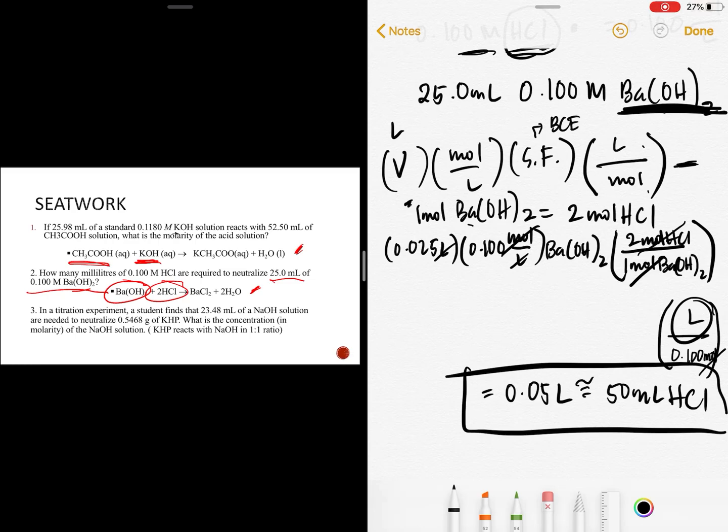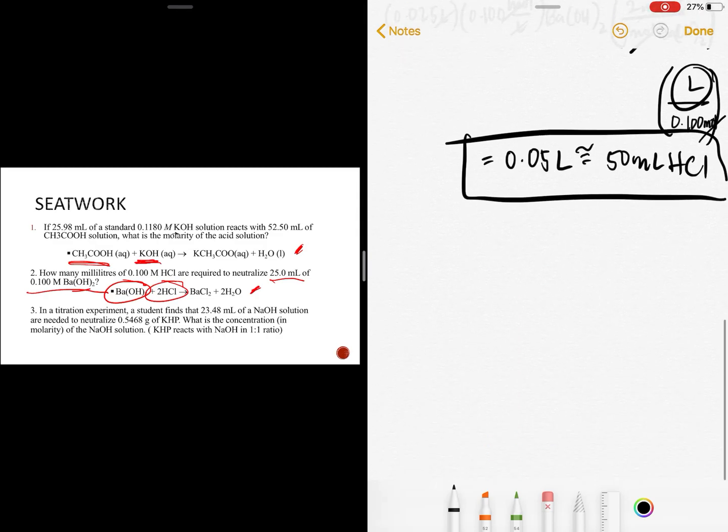Check ko lang yung pag-input ko, no? Nagkamali ata ako ng pag-input ng number sa calculator. Times 2 divided by 0.1. Okay, 0.05. There you go. Madali lang, di ba? The last problem is about standardization.